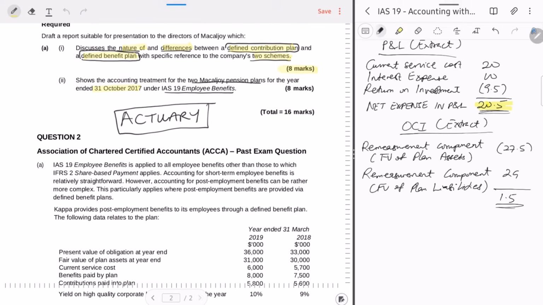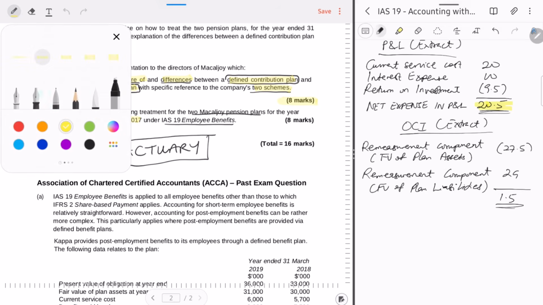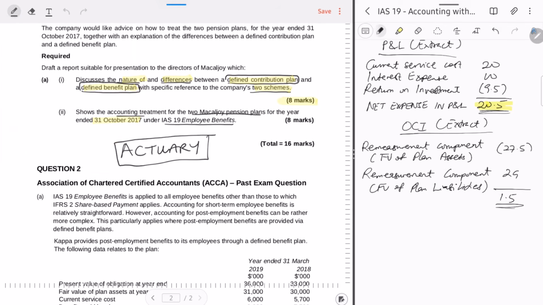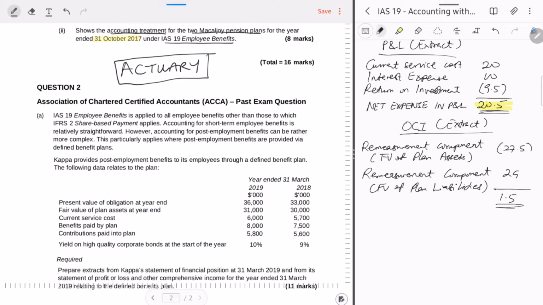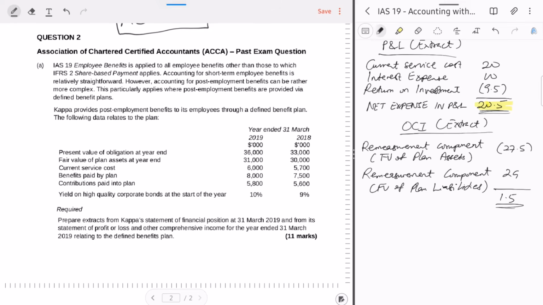Have we answered the question? Yes, they said shows the accounting treatment for the two plans. Yes, we've done that. If you can do this, 8 marks. Let's look at yet another question. Right here, what's the requirement?